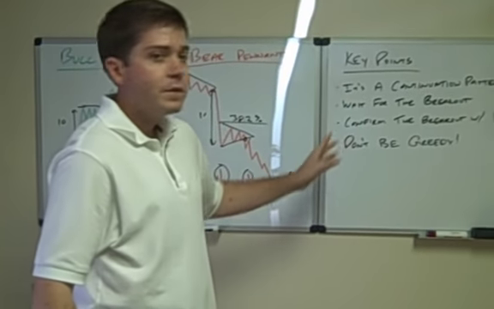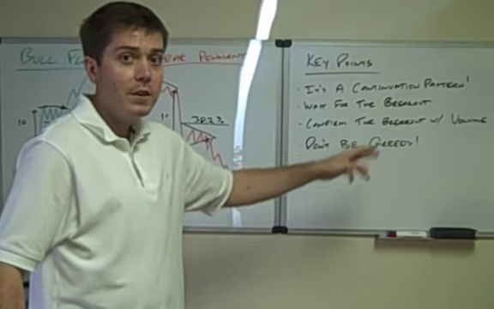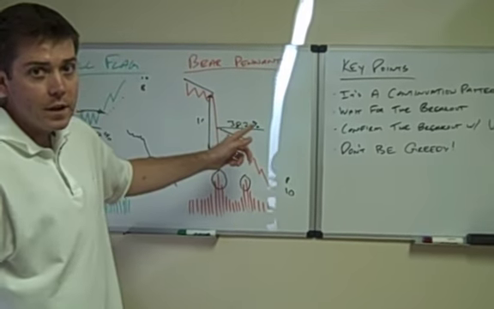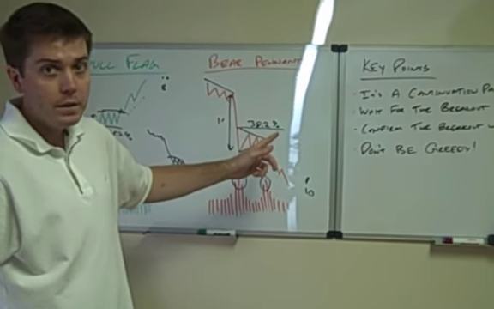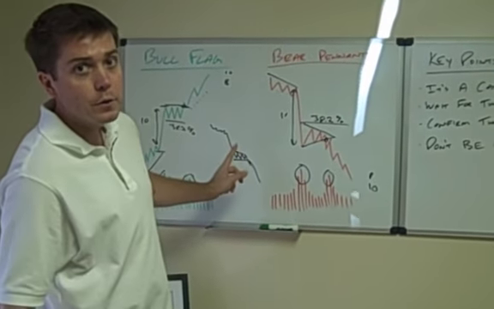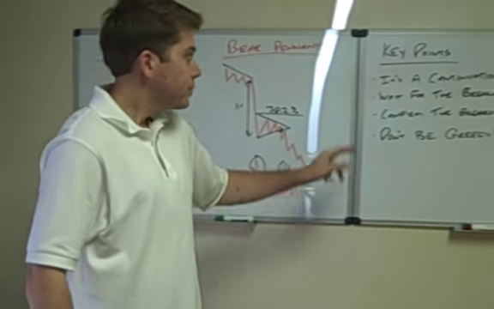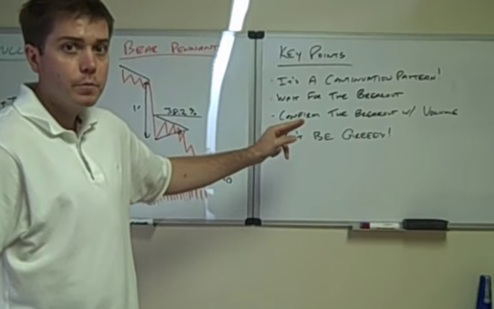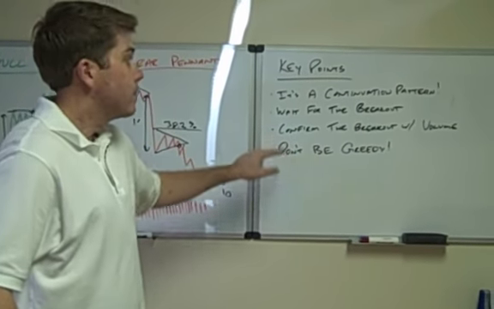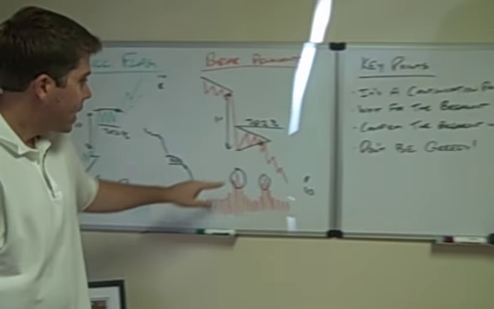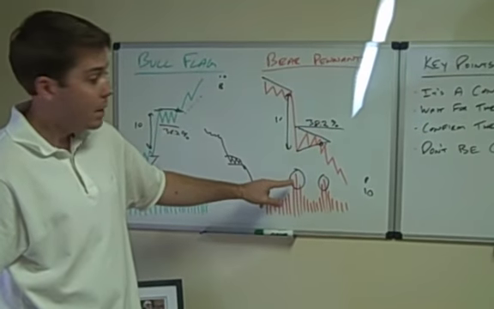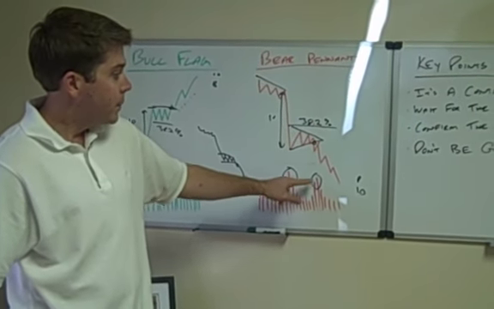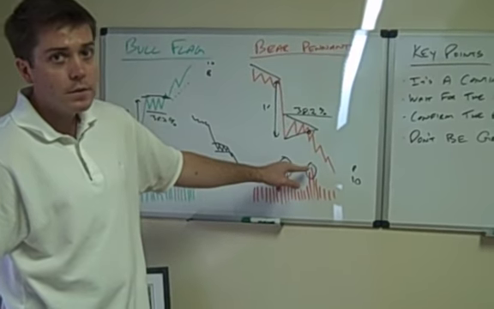Lastly, the key points. Remember, it's a continuation pattern, so you have to have the downtrend prior to a bear flag or bear pennant, and you have to have the uptrend prior to a bull flag or bull pennant. Wait for the breakout to increase your probability of success on trading this price pattern. Confirm the breakout with volume. First of all, you got to have the volume on the flagpole creation, but most importantly, you got to have the volume on that breakout.